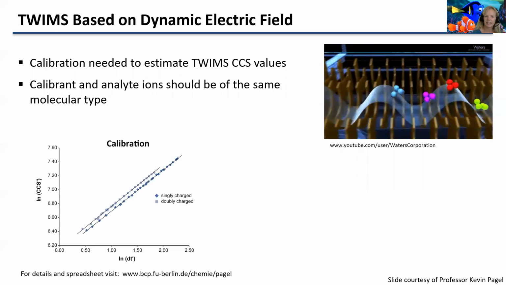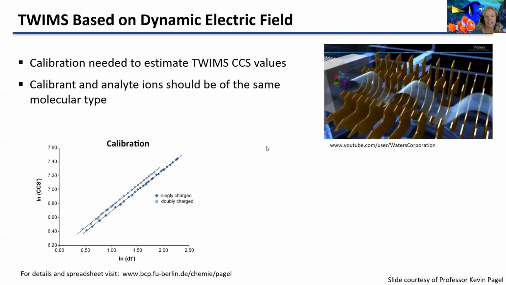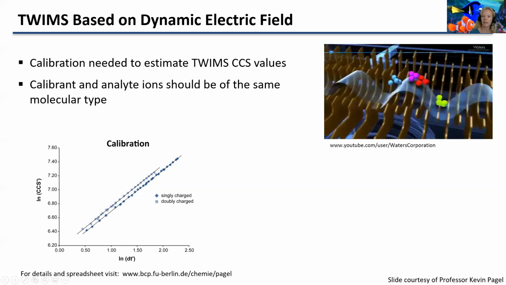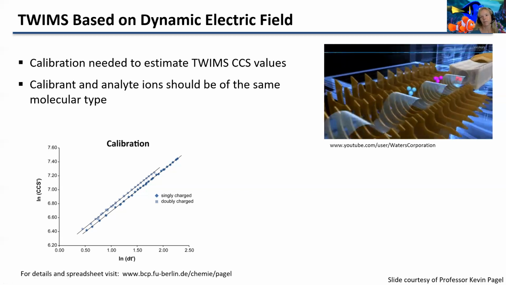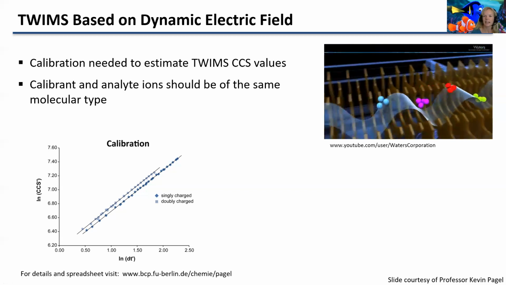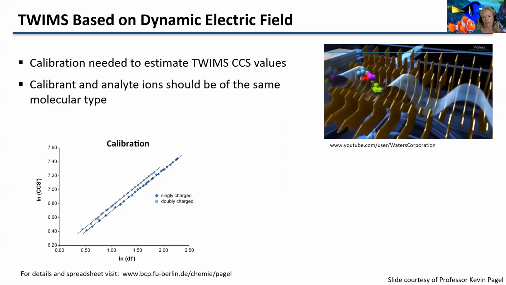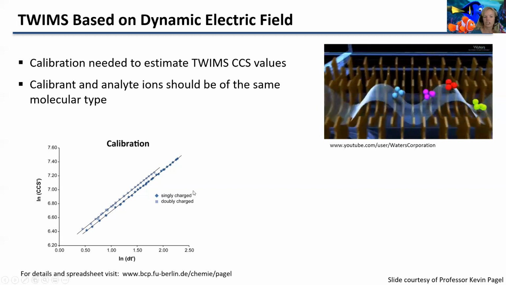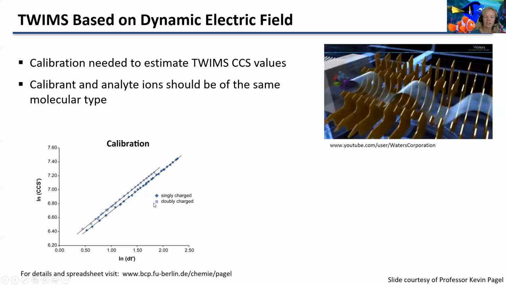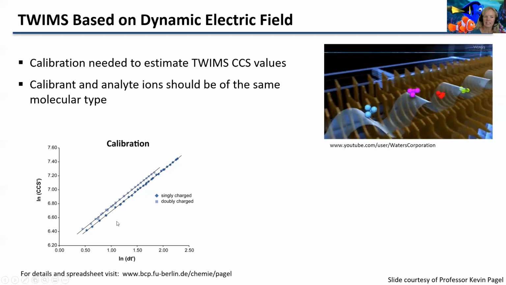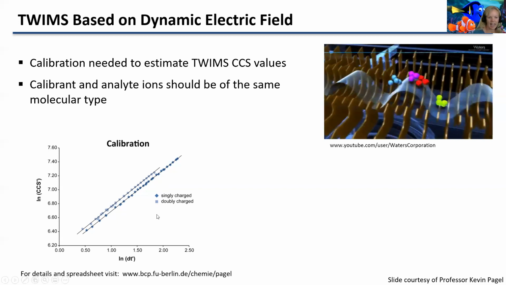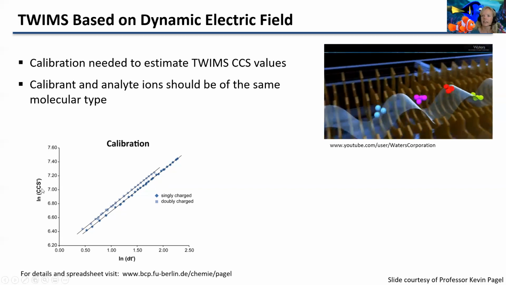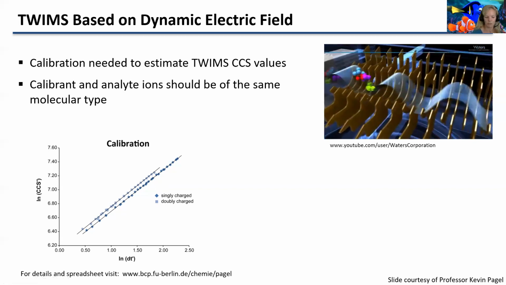Because we need this calibration, we should use similar analyte ions, because sometimes if you're trying to calibrate based on a peptide, but you're running glycan experiments, the peptide might not be the best molecule for the calibration. We also want things that are of similar charge. So here we can see single charge and double charge have different lines for their calibrations. And you can see that you're going to plot the drift time versus the collision cross section to get the new cross sections for the molecules you're measuring.